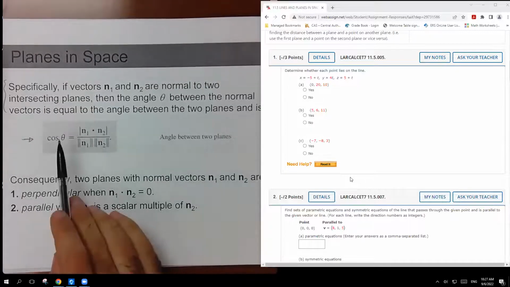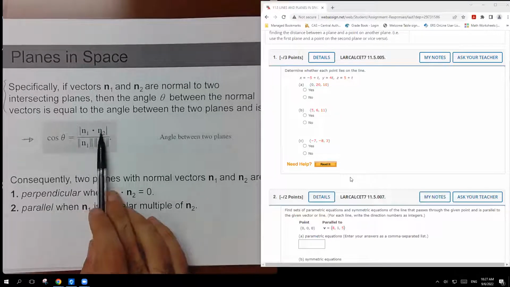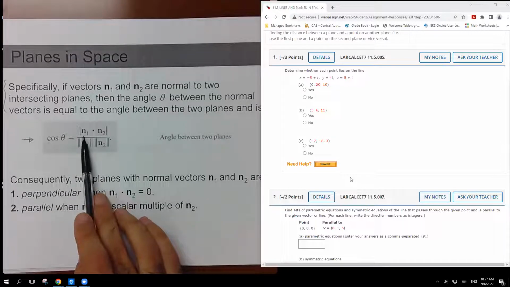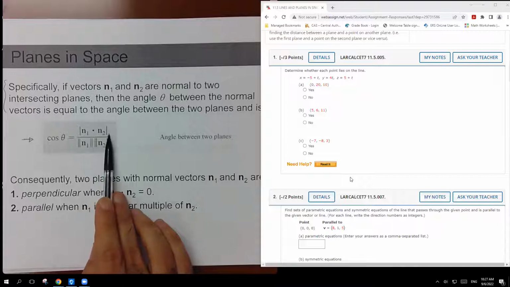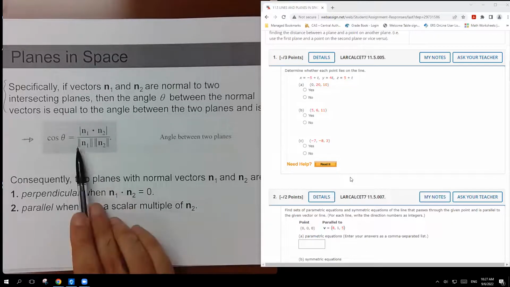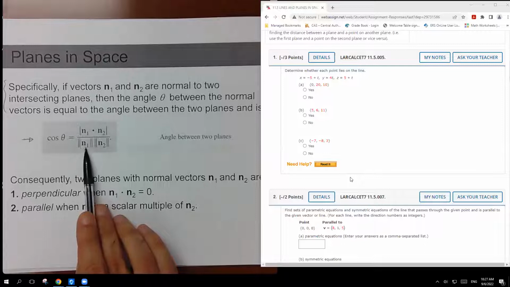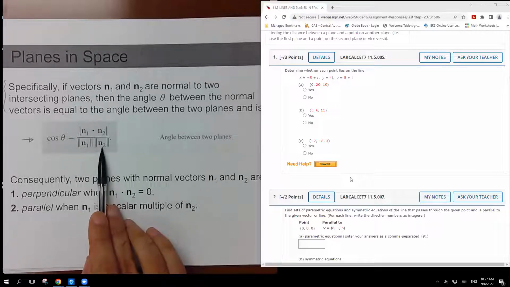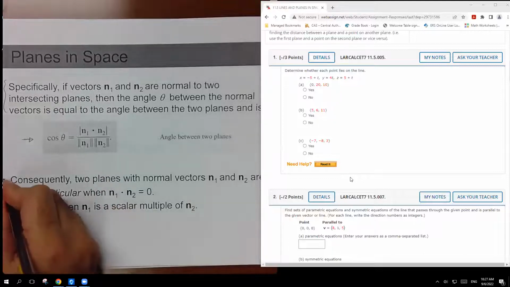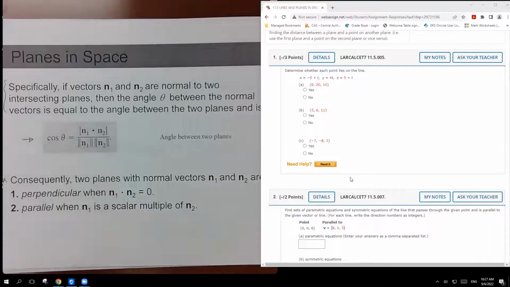So cosine theta is going to be the absolute value of the dot product between the normal vector from the first plane and the normal vector from the second plane, over the length of the first normal vector times the length of the second normal vector. These two notes here are important because two planes are perpendicular if the dot product equals 0, and parallel if there is a scalar multiple between these two normal vectors.